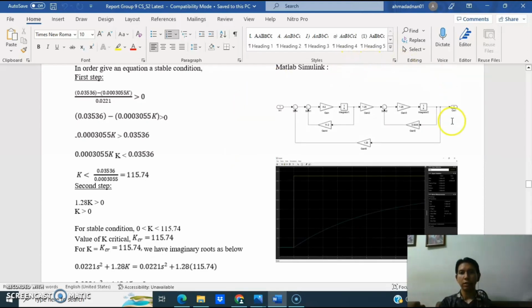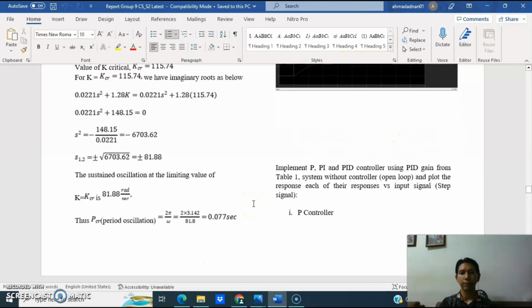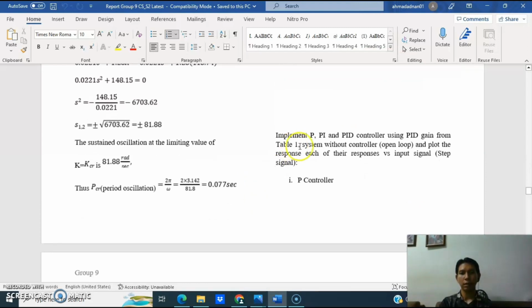So for the next part is the system block diagram and manual tuning for PID controller on MATLAB Simulink. So this is the block diagram and this is the graph. So next is implement P, PI and PID controller using PID gain from table 1, system without controller, open loop, and plot each of their response versus input signal.